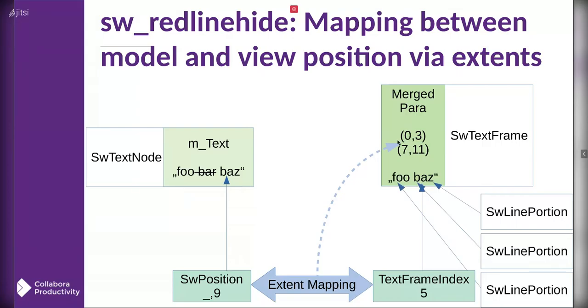There is only one text node, and we have visible from index 0 to 3, and then again visible from 7 to 11. So yeah, a very simple example. And then the merge string is simply without the deleted part.